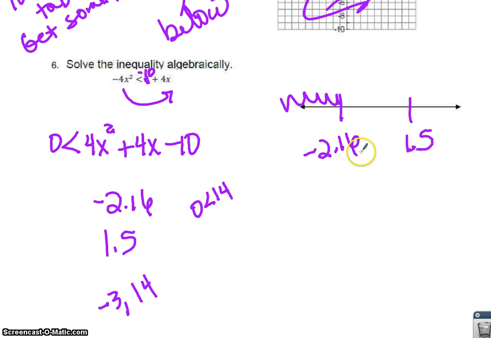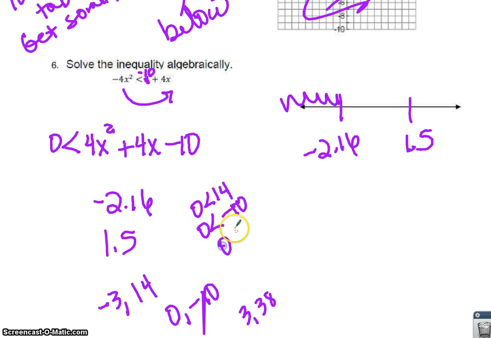Pick a number between negative 2 and 1.5, and so I went with 0. If x is 0, y is negative 10. Is 0 less than negative 10? No, it's not, so you don't shade the middle part. And then pick a number larger than 1.5. If I go with 3, I get 38. Is 0 less than 38? Yes, it is, so that's the part that I shade.